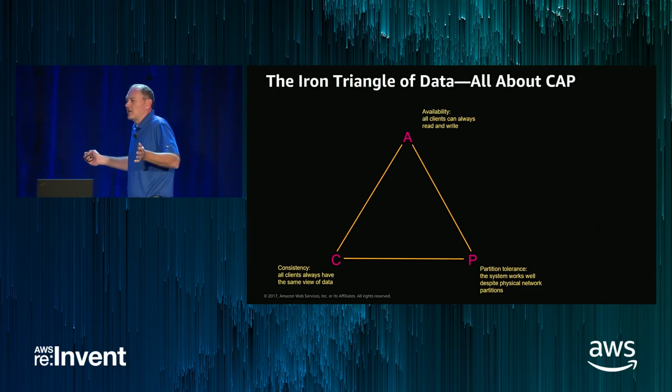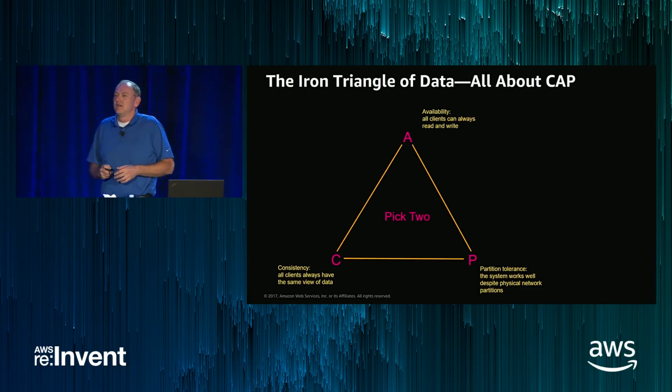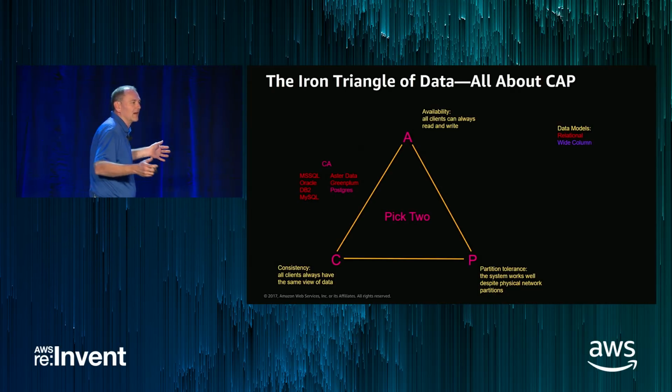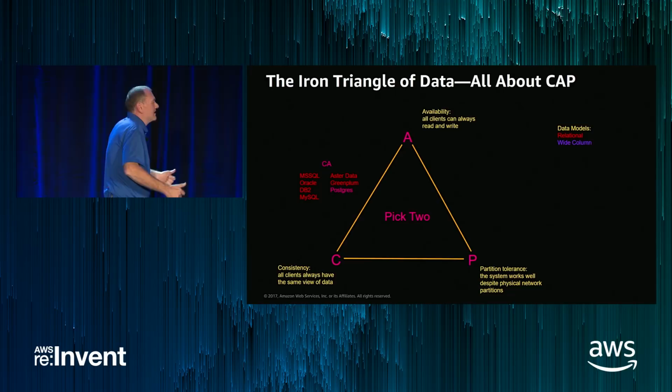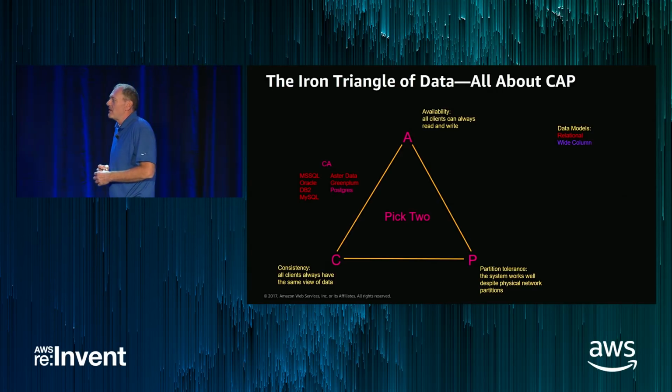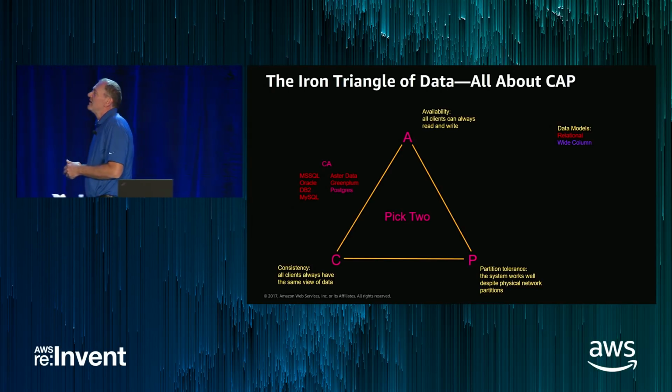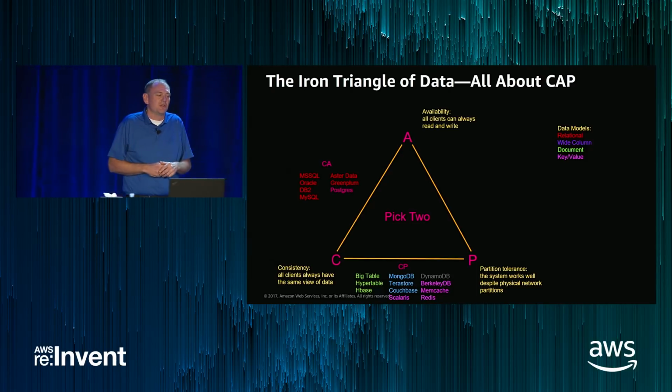So there's three aspects here, and you get two. Relational databases have traditionally always picked consistency and availability, right? When they're online, all clients can read and write, and all clients will always view the same data, and they do it by maintaining that data in a single instance, a big giant box, all right? When we introduce partition tolerance, you have two choices.